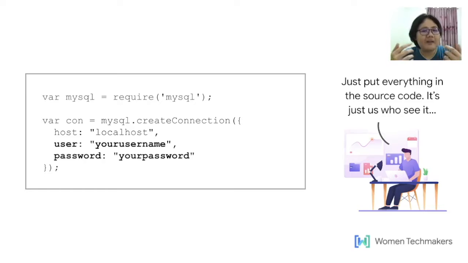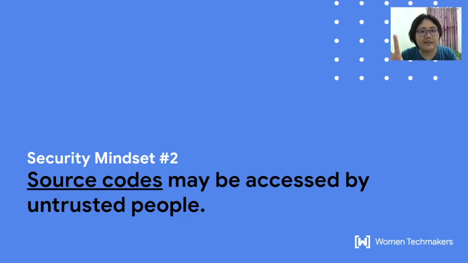Well, what if your developer is hacked and the hacker stole the source code? Or what if your repository hosting application is hacked and somehow the hacker can make your private repository into a public one? And this is the second thing you have to think about: your source code may be accessed by untrusted people. So you have to make sure that in your source code there is no secret that these people can use.